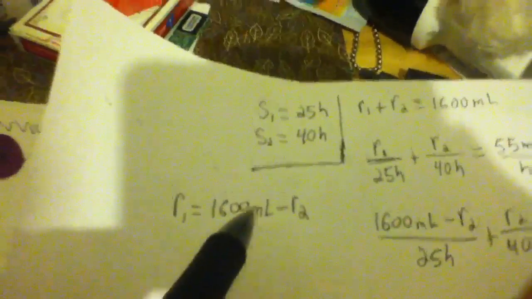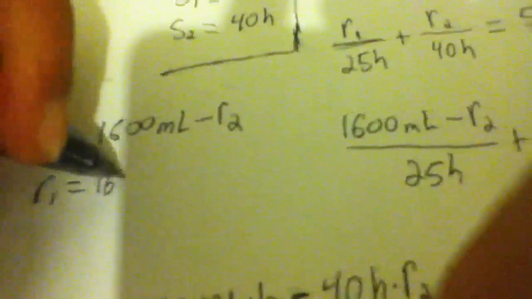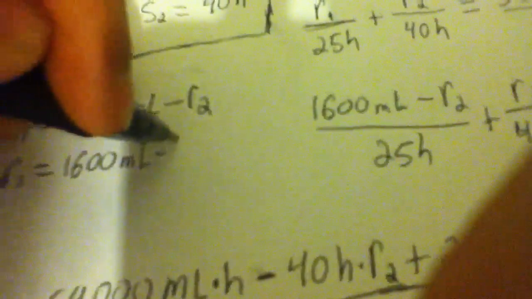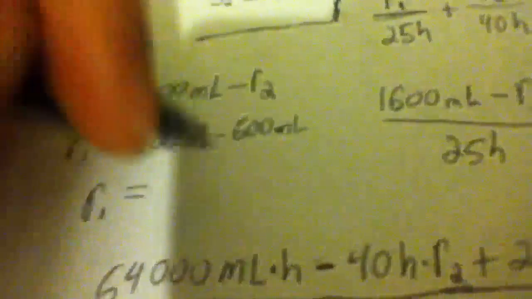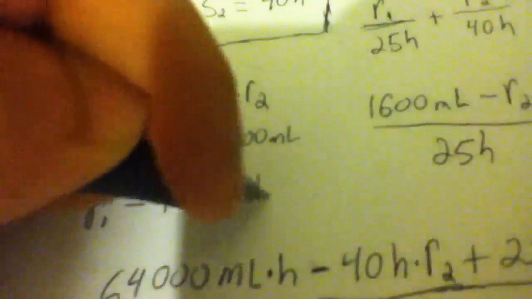Alright, so we got that here. Okay, so now we can plug this back into this one here, so that we get R1. So 1600 milliliters minus R2. So R2 is 600, so R1 is equal to 1600 ml minus 600 ml. Okay, so R1 is equal to 1000 milliliters.